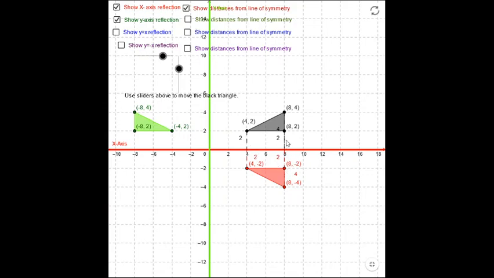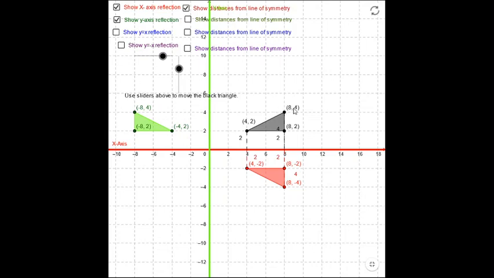There is something you are noticing: if you reflect it through the x-axis, the value of x does not change, but the y changes its sign. If it was positive, it changes to negative. If it was negative, it changes to positive. But through the y-axis, there is something you notice: the value of y is not changing. It is only the x which changes. If it was positive, it becomes negative. If it was negative, it becomes positive.